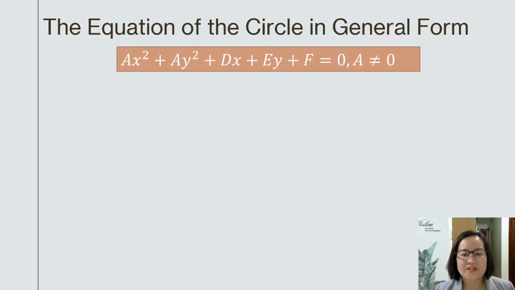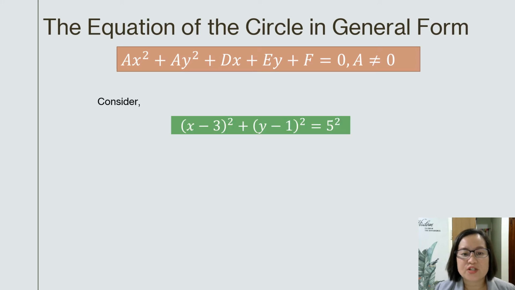We can write the equation of the circle in standard form and in general form. The general form of the equation of the circle is given by ax squared plus ay squared plus dx plus ey plus f equals 0, where a is not equal to 0. Do you know the steps in writing the equation of the circle in general form? If not, let's have some example.